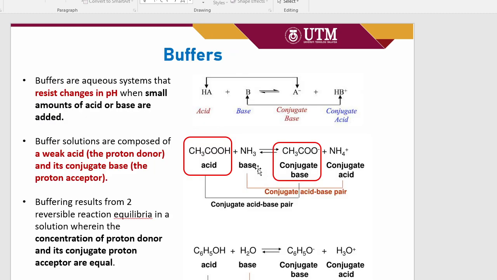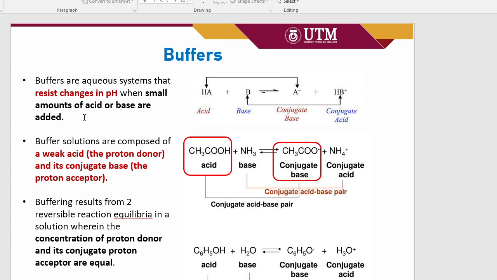So let's now learn a new term. Now we know completely what acids are, what bases are, and what pH is, which you have some previous idea about. Now let's learn about another term, which is buffers. Buffers are aqueous systems that resist the change in pH. In acids and bases we had a change in pH, but buffers resist the change in pH when a small amount of acid or base is added.